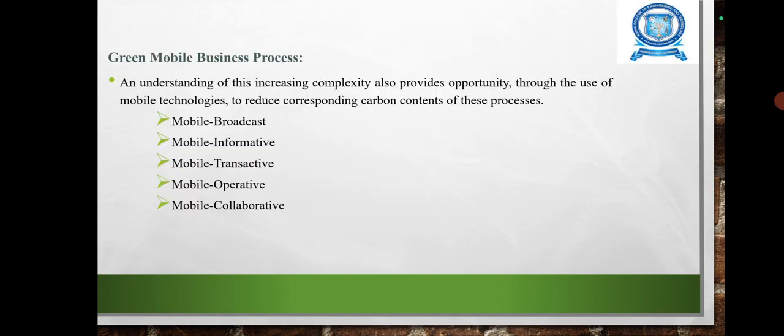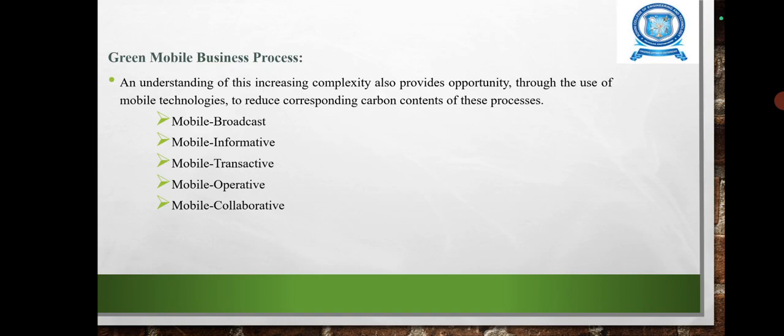Next one is green mobile business process. That means the way in which the green mobile processes are enacted by incorporation of mobility into the business processes. Here the understanding is that this increasing complexity also provides opportunity, through the use of mobile technologies, to reduce the corresponding carbon content of the processes. First one, we are going to see the mobile broadcast. It is used for sending one-way information to a large group of people.